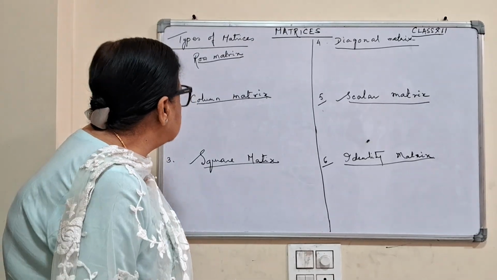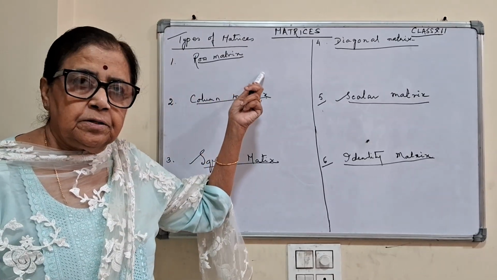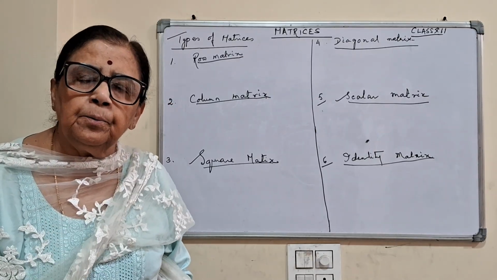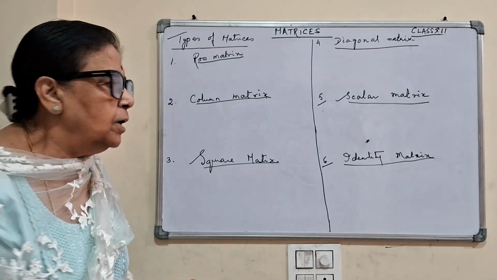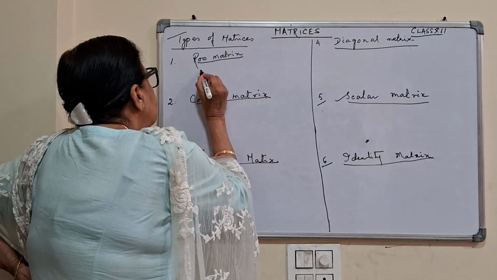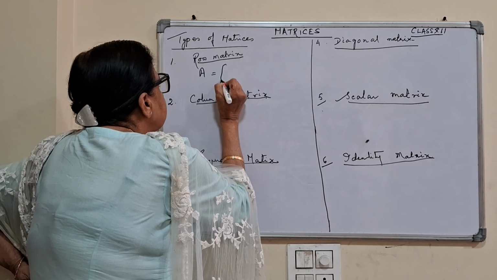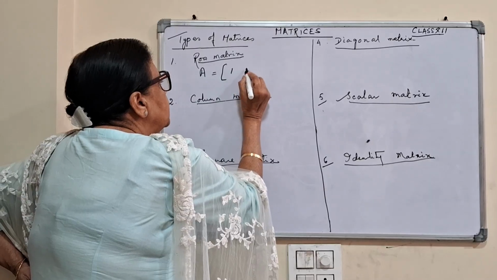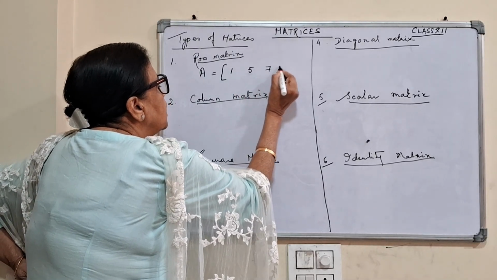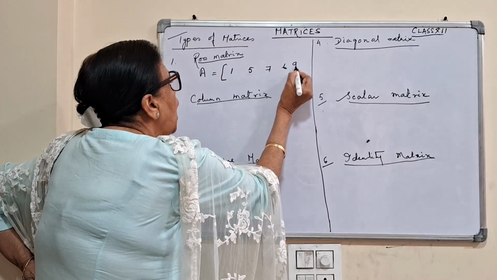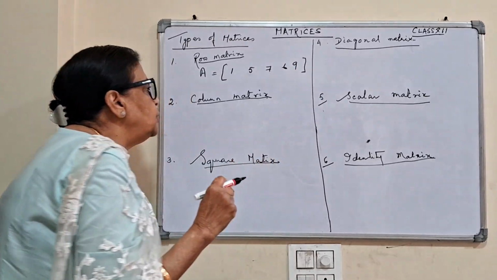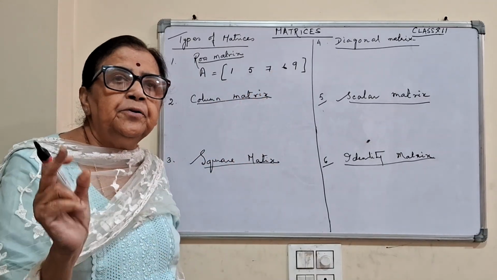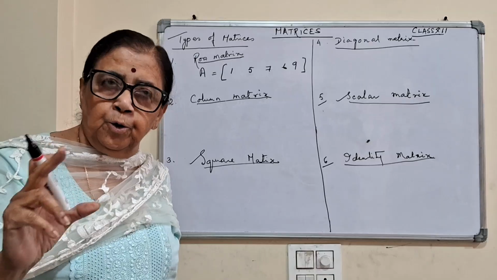Now the first type is the row matrix. A row matrix will have one row and so many columns. That is, if I write matrix A as 1, 5, 7, 6, 9, how many rows are there? Only one row. Columns you can have 1, 2, 3, 4, 5. A row matrix has only one row.